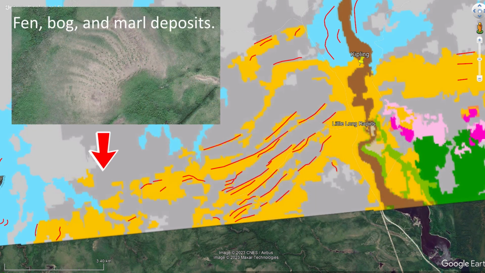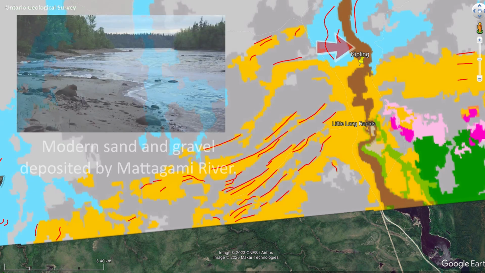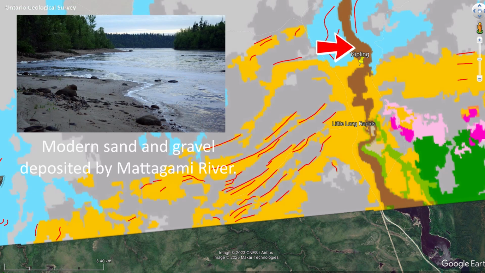The gray-colored map areas represent organic fen wetland deposits consisting of wet peat, muck, and marl. And finally, present-day deposits of sand and gravel deposited by the Matagami River are colored brown on the map. These are called fluvial deposits. The fen and river deposits are forming today.